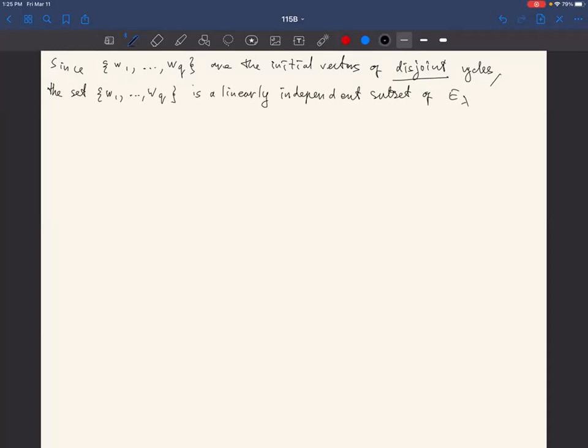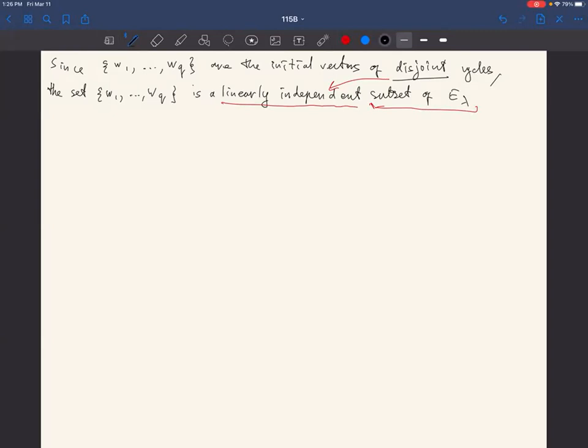So this uses two things. The fact that it's linearly independent follows from disjointness of the cycles. This is what we proved at the end of the previous lecture, right? And the fact that this is a subset of E lambda, we observed it earlier. I don't think there's a number for this property, but this was one of the first things after the definition of generalized vectors.